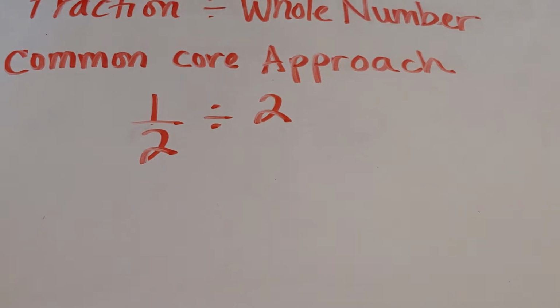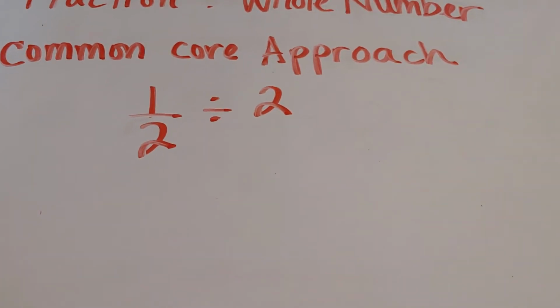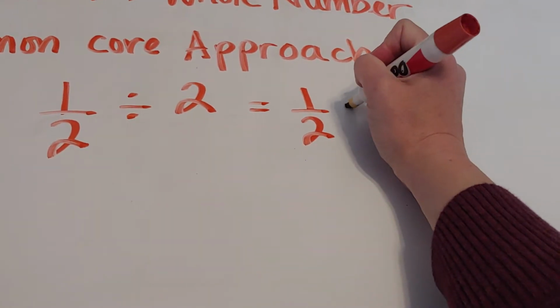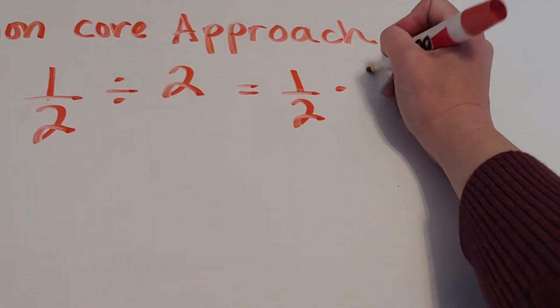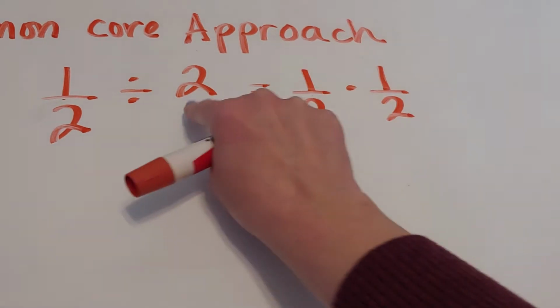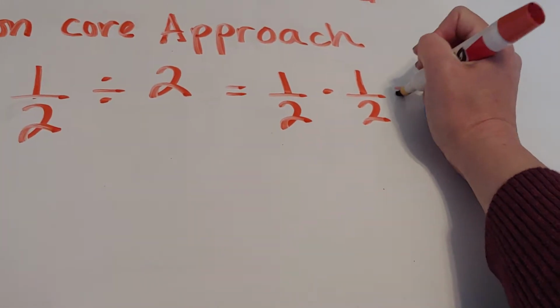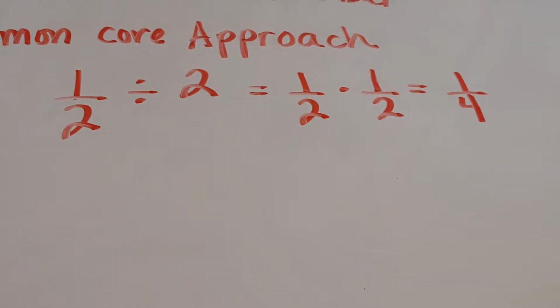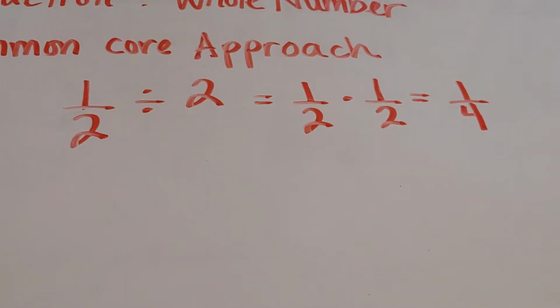Now, again, because we know our division algorithm, we know that 1/2 divided by 2 is the same thing as 1/2 times the reciprocal of 2, which is a half. So I'm supposed to get out an answer of a fourth. Why does that work?